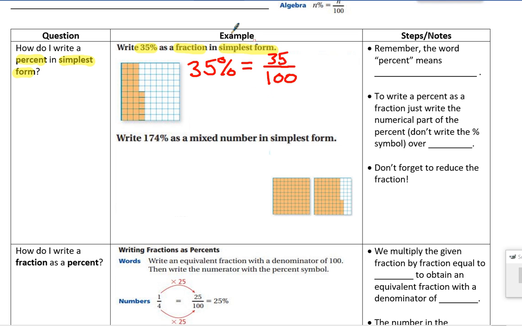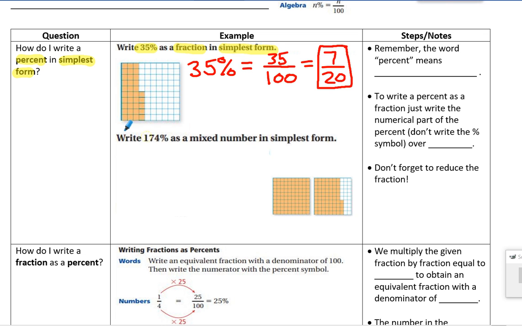Now, if we're writing this in simplest form, we need to divide both 35 and 100 by the greatest common factor, preferably, in order to get the most simple version of this fraction. I think it's 5, so 35 divided by 5 is 7, and 100 divided by 5 is 20. There's no other number that we can divide by. So 35% would be like if you got a 7 out of 20 on a test. Okay? All right, now, next one.